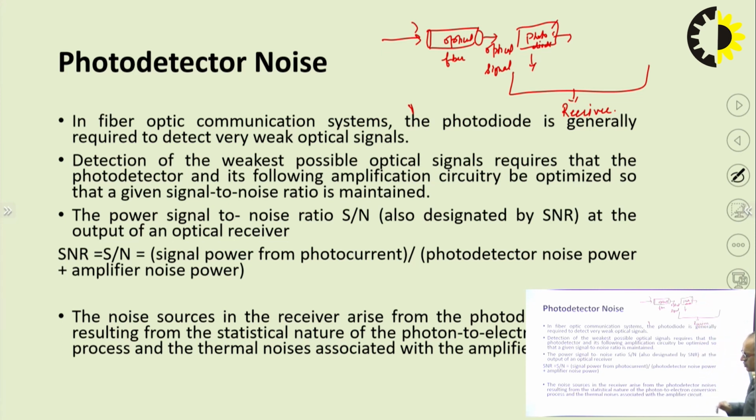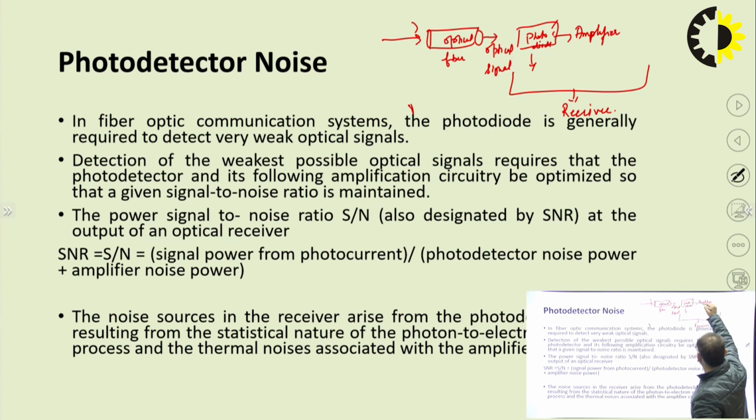Generally we can also use a preamplifier, which is placed after the photodiode, but we generally say that the first component of the optical receiver is the photodiode. After that photodiode, the amplifier is placed. Clear? So there are a number of noise sources that occur in the optical receiver: the noise sources from the photodiode and the noise source from the amplifier.